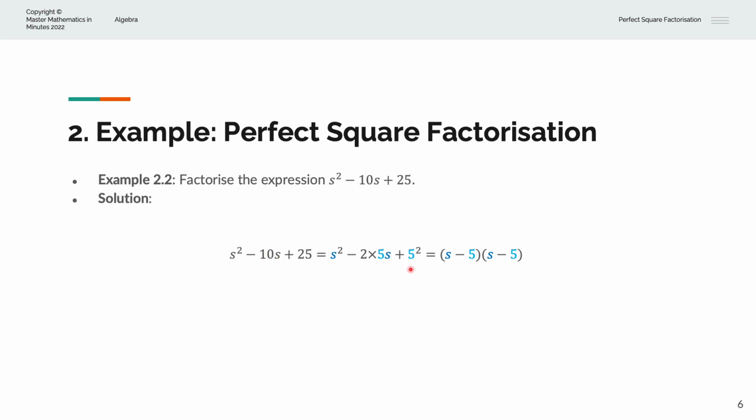So this is now in the format of a squared minus 2ab plus b squared, with a being equal to s and b being equal to 5. And we saw that this can be factorized to be (a minus b) multiplied by (a minus b), or in other words, (s minus 5) multiplied by (s minus 5).